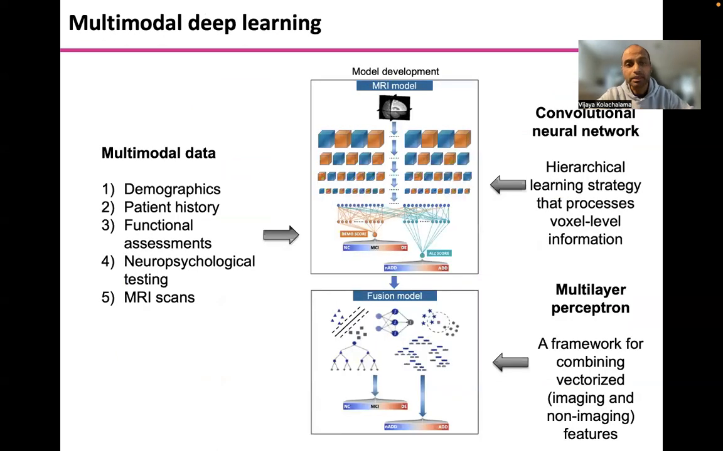And then once the data had been collected, we went through these two steps. The first step being leveraging a convolutional neural network, which allowed us to process the MRI scans. And then once the information came from the MRI scans, we fused that information with the non-imaging data using a multi-layer perceptron, which allowed us to combine this vectorized information from the imaging data and the non-imaging features to make those assessments.